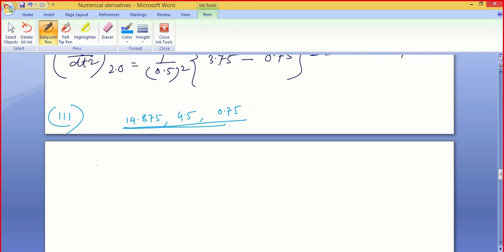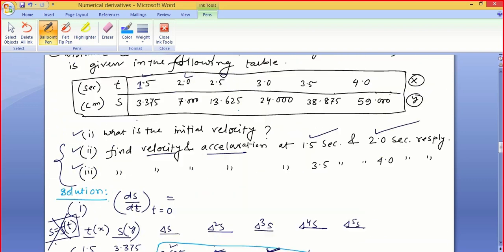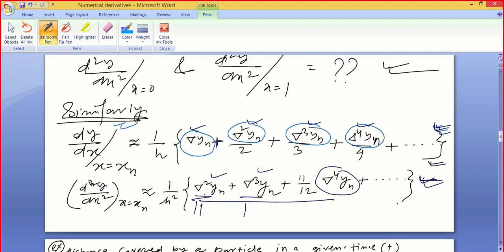ds by dt at 3.5. 1 by h means 0.5. First, these are the lower diagonal elements. All the elements are in positive series, means there is no alternating series for this formula. You just see, all the terms are positive: first difference, second difference by 2, third difference by 3, fourth difference by 4. Isn't it? Here also all the terms are positive.